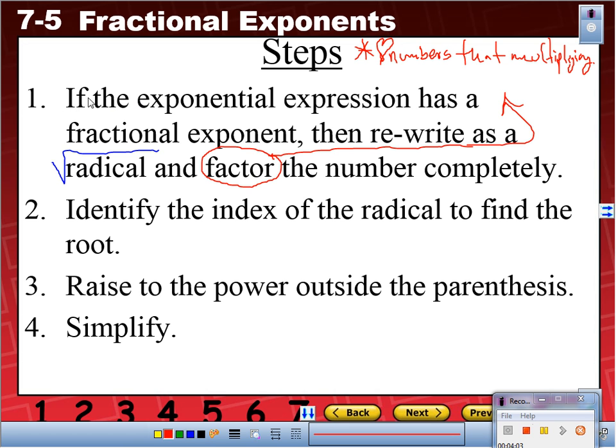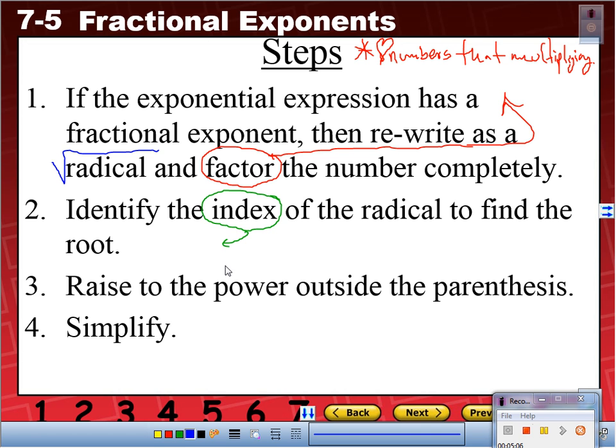So now we know the first step. It says, if the exponential expression has fractional exponents, then rewrite as a radical. We know what the symbol looks like. And factor the number completely, which means we're going to find numbers that multiply to get that number. Step 2. Identify the index. Does everybody know what an index is? You're like, yeah, we use index cards. No, we're talking about math. On the Q side, once again, circle the word index with green, draw an arrow to the Q side, and you're going to write this.